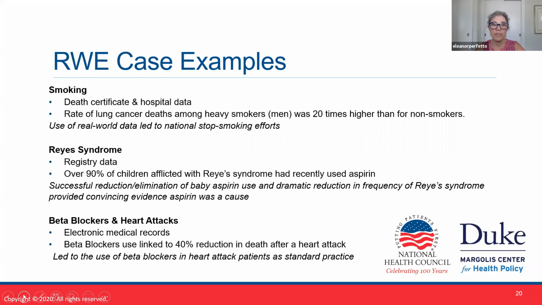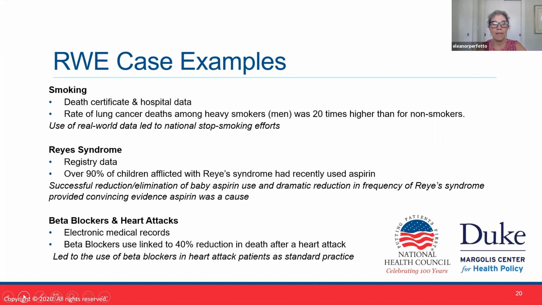And lastly, the use of beta blockers with heart attacks. This was identified through the use of electronic medical records, that beta blocker use was linked to a 40% reduction in death after a heart attack. And so it led to the widespread use of beta blockers in heart attack patients as a standard practice. So if you think about these examples that have become over many years common knowledge, they were based on the use of real-world data and the process of real-world evidence, analyzing that data to produce that real-world evidence that led to practices that are common today in healthcare and in healthcare practice.